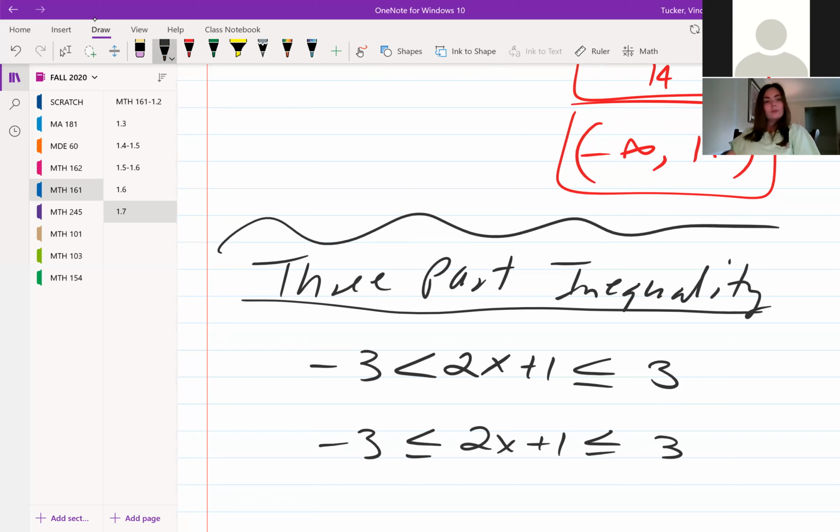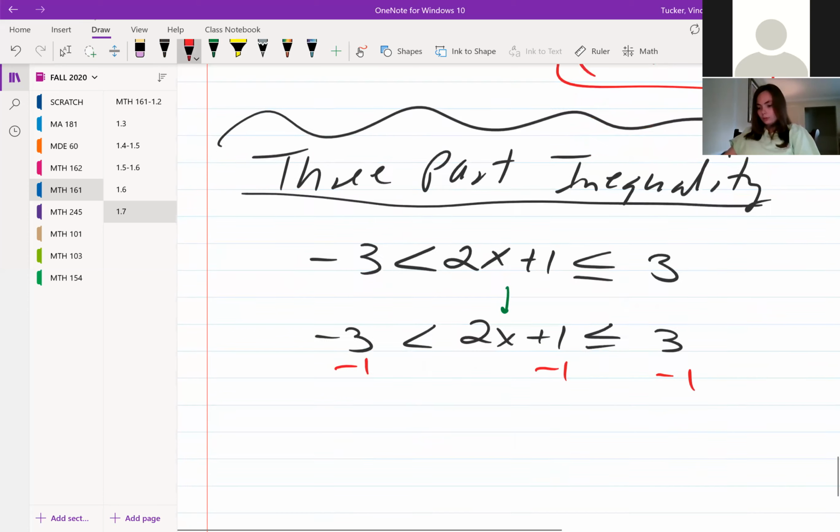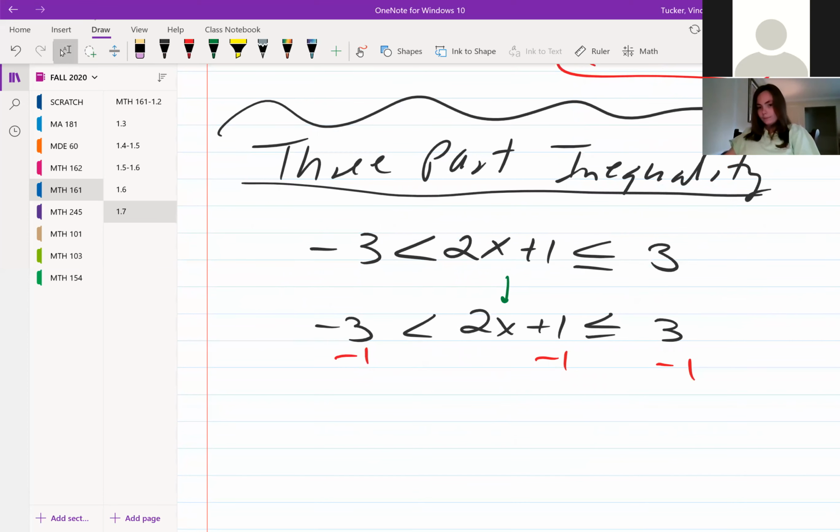So just like if I didn't have this left side, I have 2x plus 1 is less than or equal to 3. The first thing I would do to solve is subtract 1 from both sides. So remember from that chart, x is supposed to be in the middle. So your goal is still to get x by itself and to leave it where it is. So if I'm going to subtract 1 from one piece, I need to subtract 1 from all 3 pieces. Once again, the goal is to leave x in the middle.